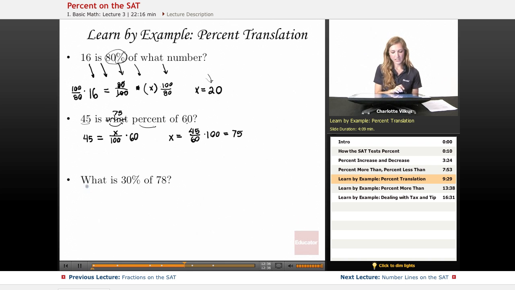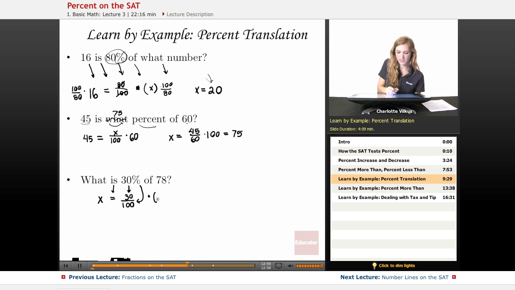For our last question, we have what is 30% of 78? So what, x, is equals 30%, which is going to be 30 over 100, and then of times 78. And this one's our easiest type of example. When we already have x by itself, we can just take these two numbers, plug it right into our calculator, and we're going to get that x is equal to 23.4.